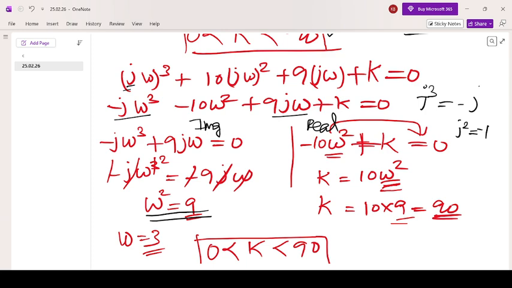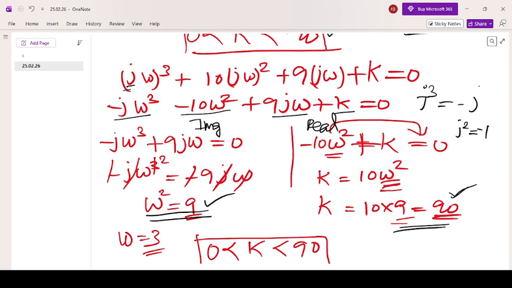Now equate the real part to 0. Real parts are minus 10 omega square plus k. So minus 10 omega square plus k is equal to 0. K is equal to 10 into omega square. We have calculated the omega square value. Substitute the omega square value here. 10 into 9, which will give you 90. Here 90 is the critical value.